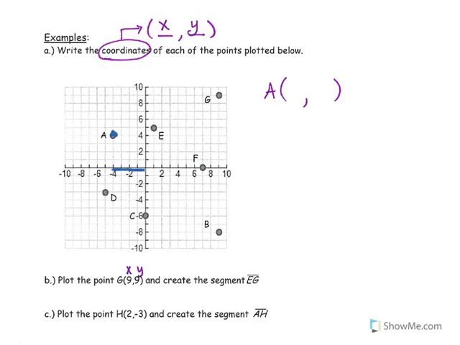So point A would be, well, to get up here to point A, I had to go left 4, and then I had to go up 4. That means I went on the negative x-axis, negative 4, and I went up to the positive y, so that's a positive 4.